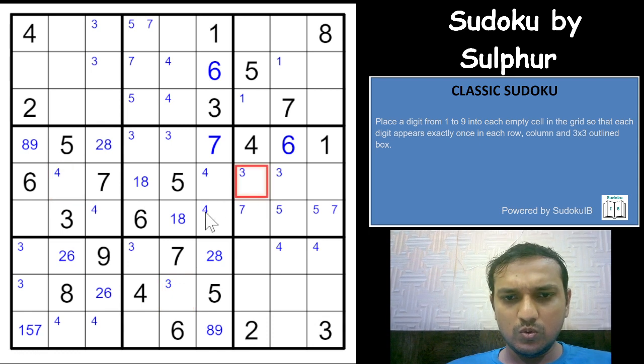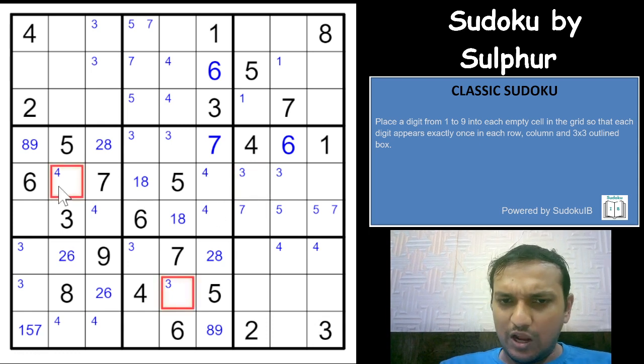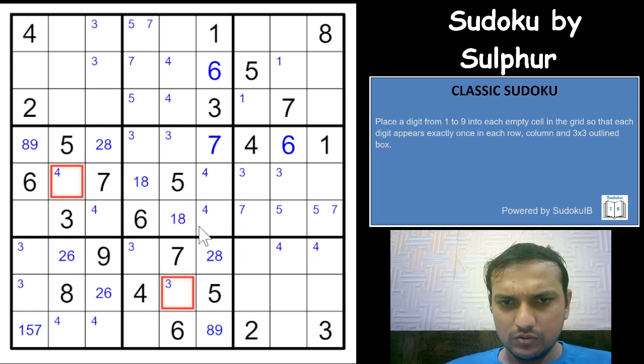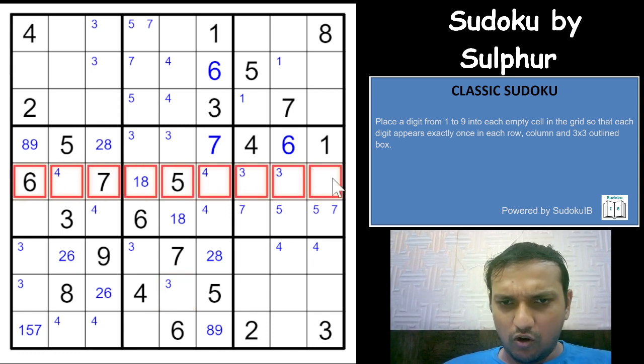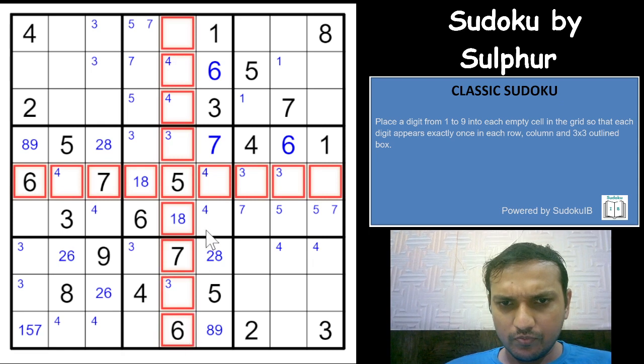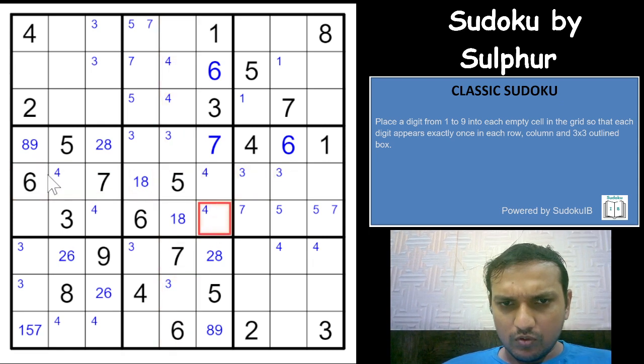Oh, one of these two cells would have to be a 1, because see row 5 and column 5. For row 5 the only places for 1 are these two cells, and for column 5 these two cells.